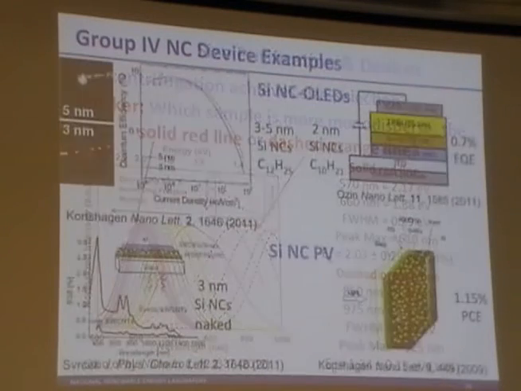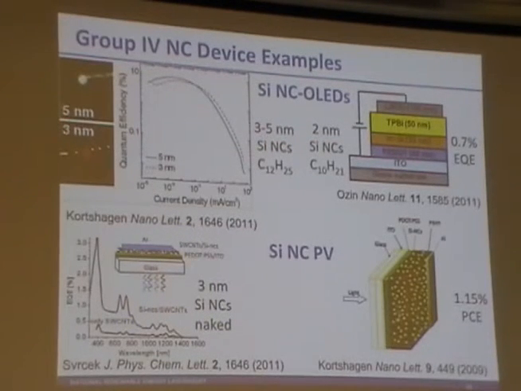So, lastly, I just want to talk a little bit about what people are doing with these group 4 nanocrystals, in particular what devices they're making. Recently there have been some examples of this. There have been some 5 nanometer and 3 nanometer silicon nanocrystal OLEDs made by Uwe Kortshagen, who was the inventor of that magic reactor that I was showing you earlier. Jeff Ozin's group has also made a similar arrangement. Basically these are all multi-layer films where you take PEDOT and you have your thin layer of silicon nanocrystals, and then you have some back contact as well. You can see here that they're all using these pretty insulated quantum dots for this.